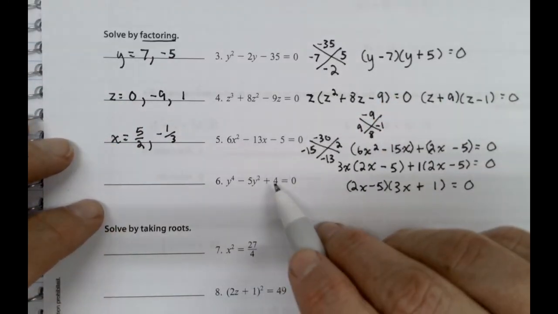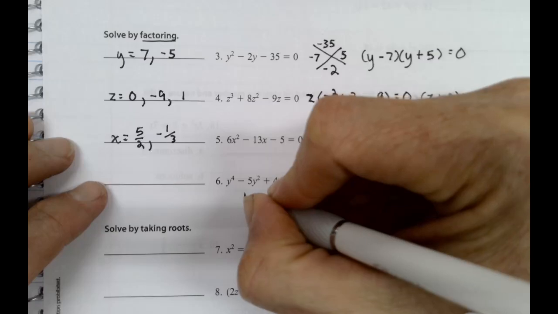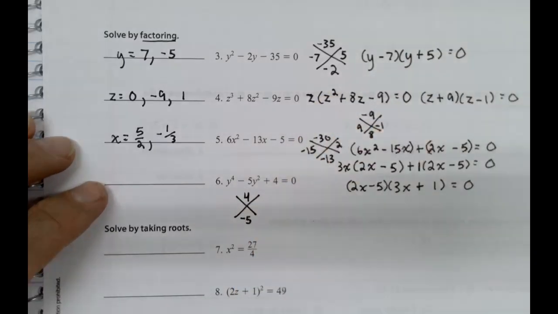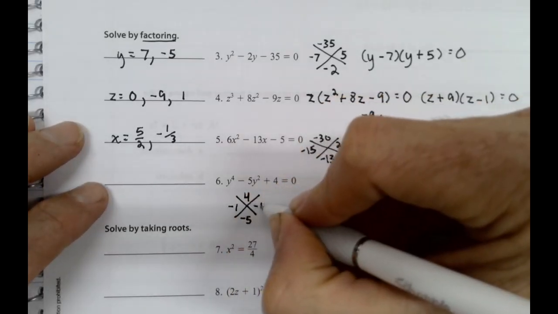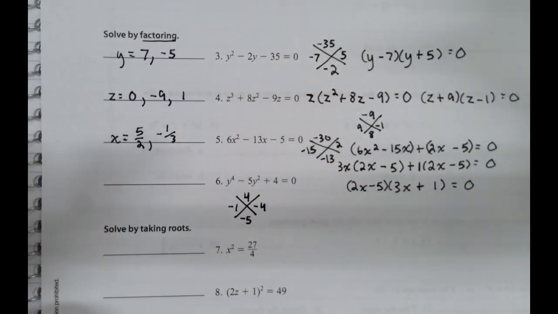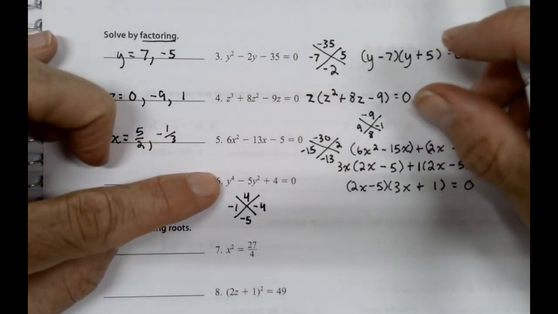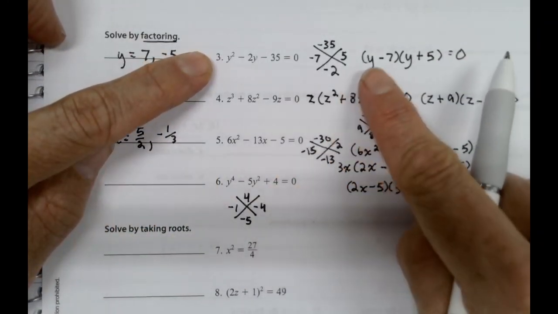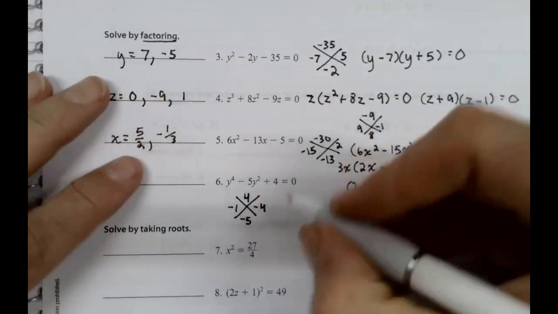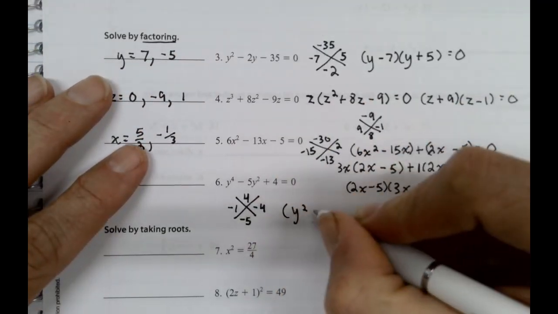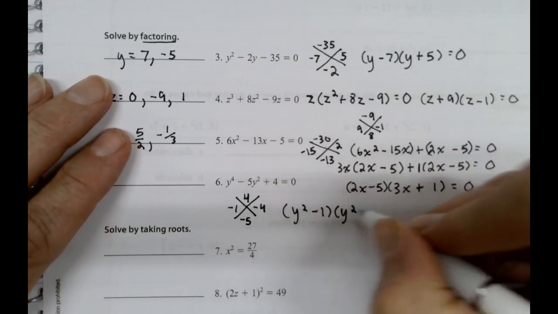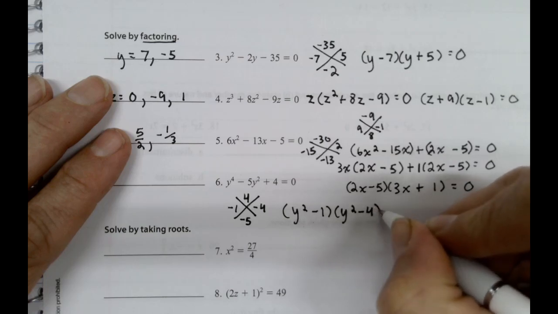So I need two numbers that when I multiply them together give me 4. When I add them together, give me a minus 5. And it looks like that's going to be a negative 1 and a negative 4. Okay. Leading coefficient is still 1 though. So all I do is the same thing for 6 that I did for 3, except instead of y, I'm going to have a y squared. It's going to be y squared minus 1 times y squared minus 4 equals 0.